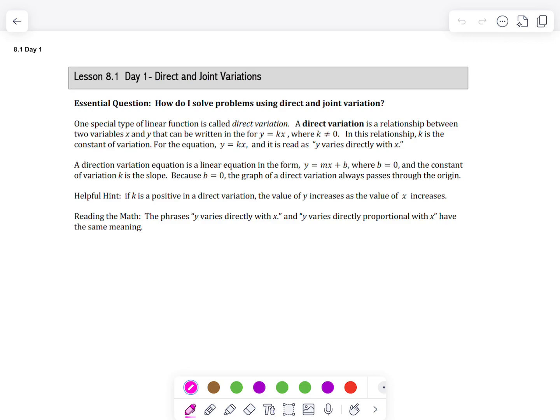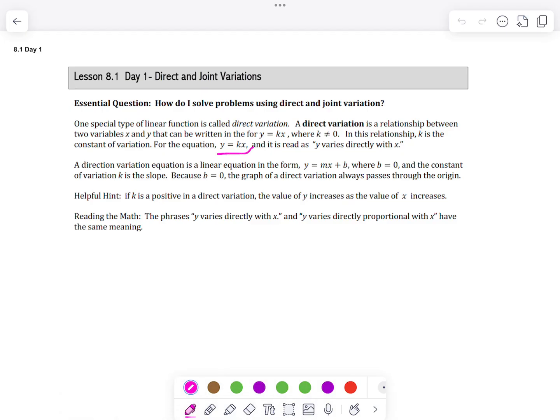All right, this is on direct and joint variation. One type of linear function is called a direct variation. It shows the relationship between two variables, x and y, that can be written in the form y equals kx. K is going to be the constant of variation. We say this as y varies directly with x.